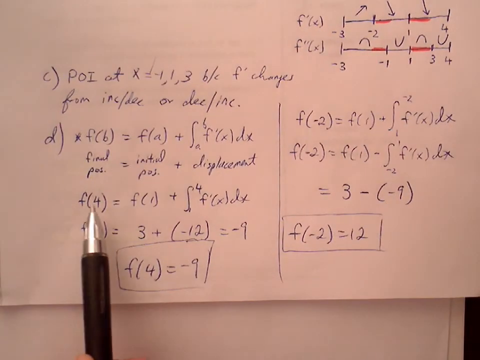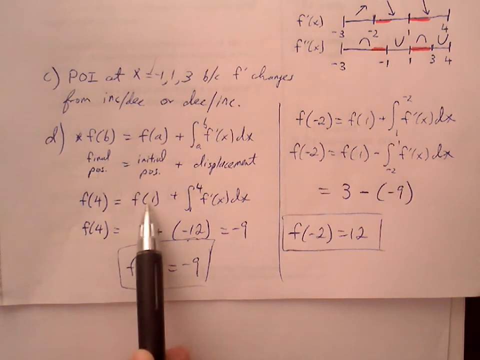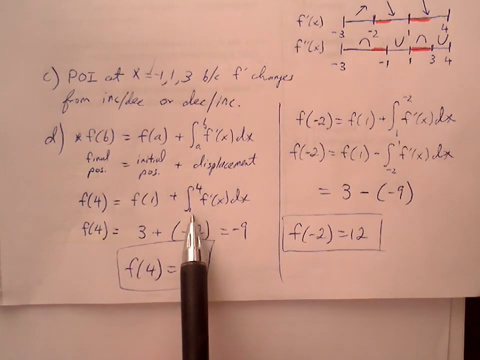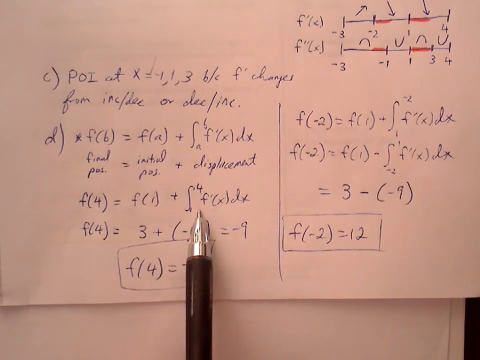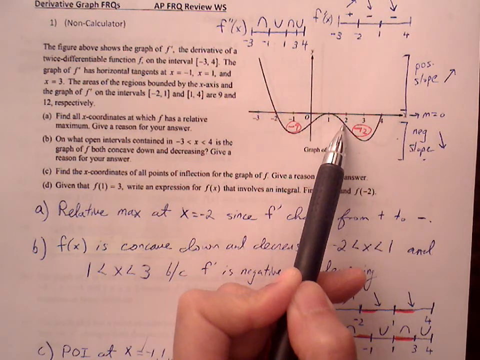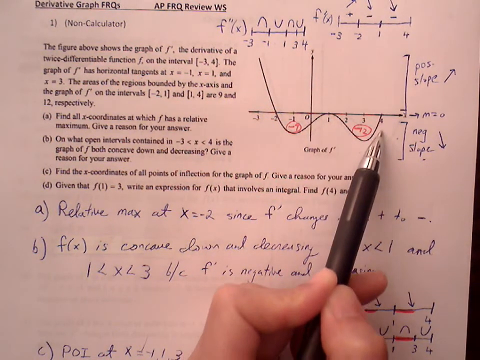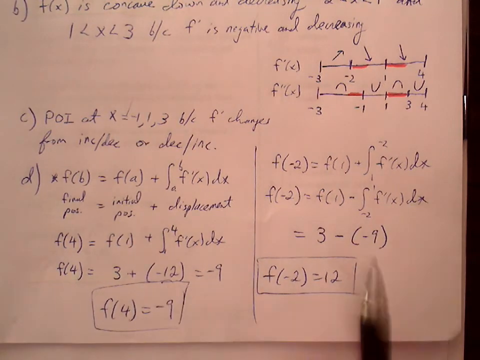I'm going to start off with f of 1 because f of 1 is an ordered pair that's provided for us. Part D tells us that f of 1 is equal to 3. So I'm starting at f of 1, I'm trying to get to f of 4, and to bridge that gap, I have to find the definite integral from 1 to 4 of f prime of x dx. So f of 1 is equal to 3. The integral from 1 to 4, we look at our graph. The integral from 1 to 4 is a region below the x-axis, area of 12, but a definite integral of -12. So we say 3 plus -12, which is equal to -9.